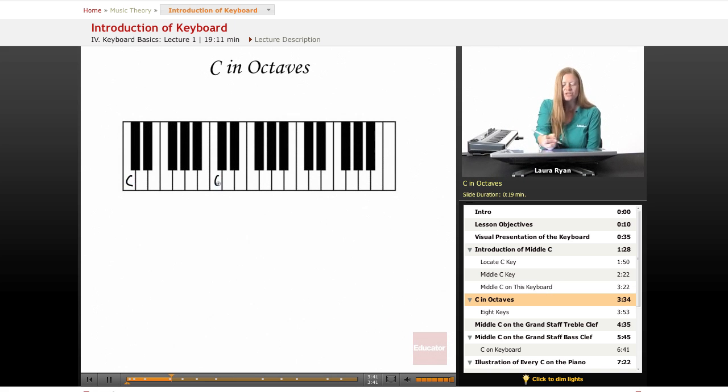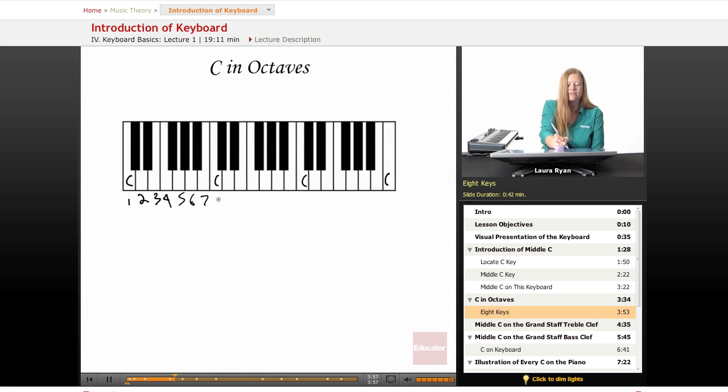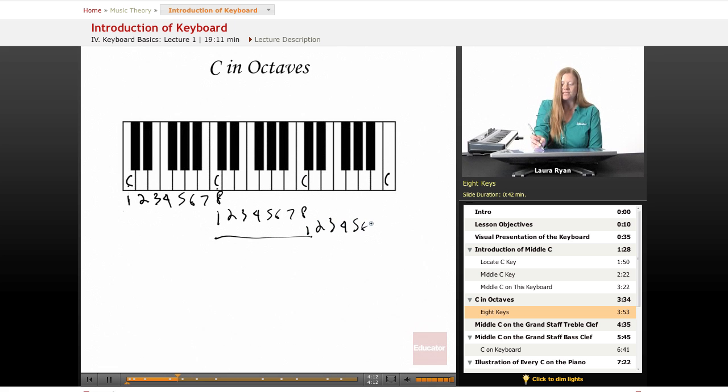Now we're bringing in this term octave. Octopus, 8 legs, octet, 8-person ensemble piece, octuplets, 8 kids, 8 keys. 1, 2, 3, 4, 5, 6, 7, 8. 8 keys from C to C. 1, 2, 3, 4, 5, 6, 7, 8. 8 more keys. Here's 1 octave. Here are 2 octaves. 1, 2, 3, 4, 5, 6, 7, 8.